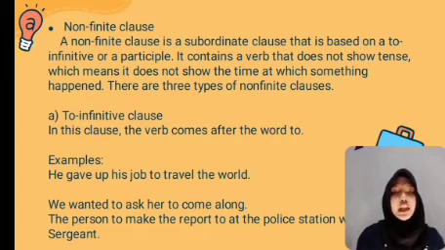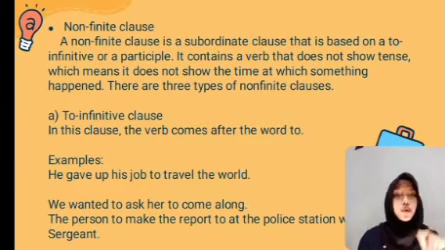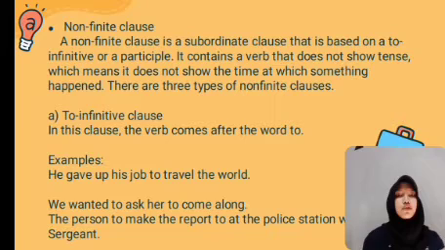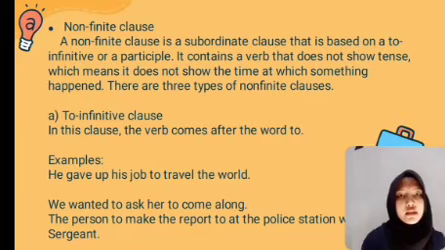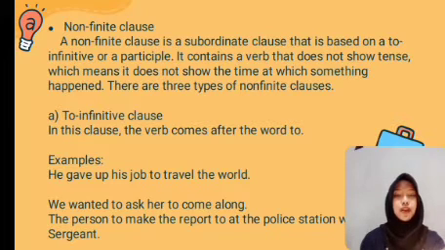Non-finite clause is about the to-infinitive, gerund, and others. First is the to-infinitive clause. In this clause, the verb comes after the word to. So to plus verb 1 is called a to-infinitive clause. For example, you can see in this slide: he gave up his job to travel the world. To travel is a to-infinitive because the verb travel comes after the word to.